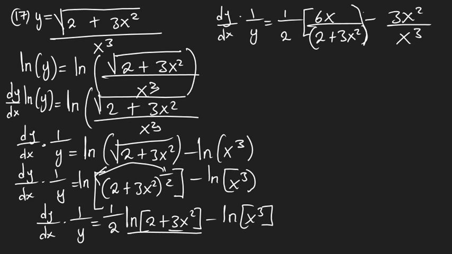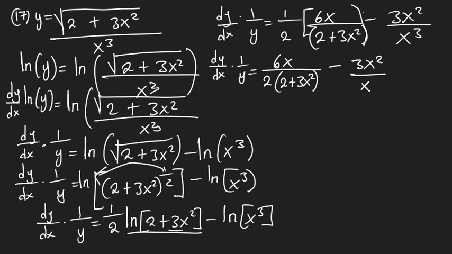From there, we are going to have our dy over dx of 1 over y, which is going to equal to 6x over 2, then 2 plus 3x to the 2, minus 3x to the 2 over x to the 3.